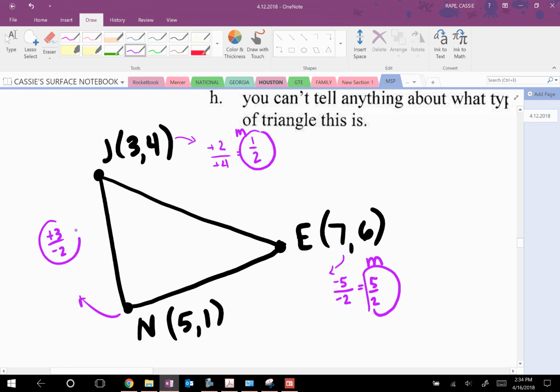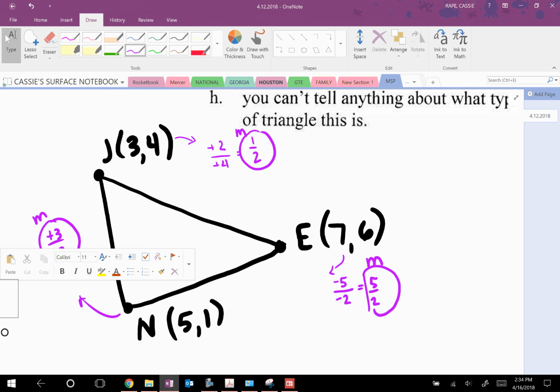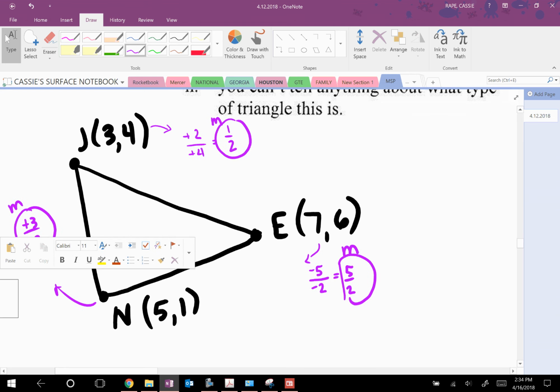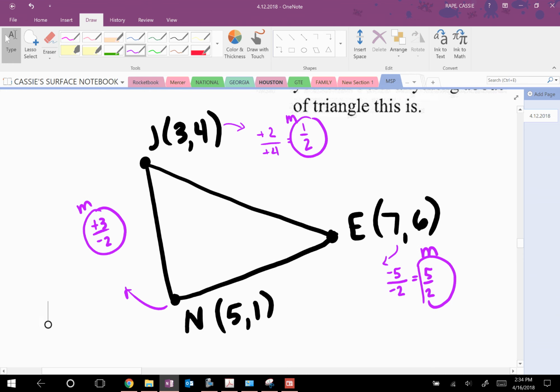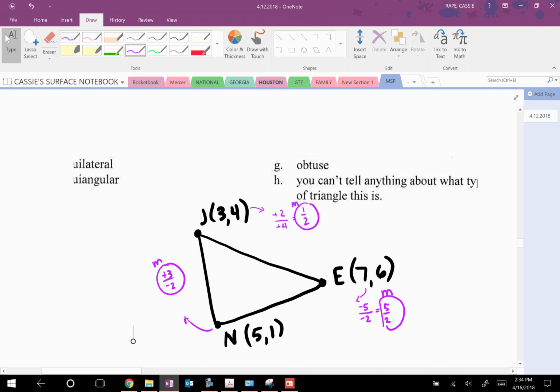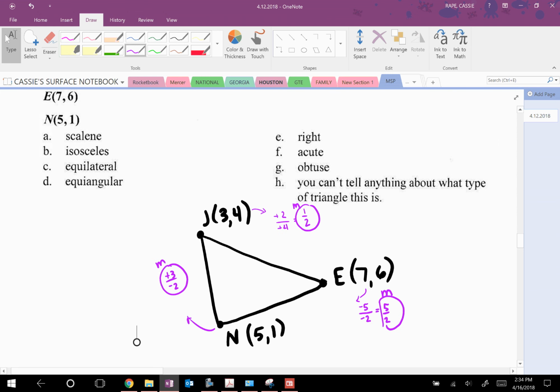Okay. Now, comparing all three of these slopes, what you're looking for is one pair of slopes that might be opposite reciprocals. Their product would be -1. That would mean there's a right angle in between them. And once you've found one, you're not going to find two, because you can't have two right angles in a triangle. So there are no right angles. Okay, and if there are no right angles, then we know that it's not right.